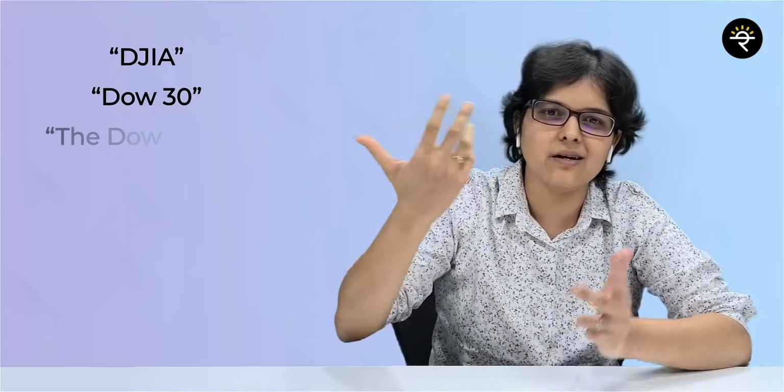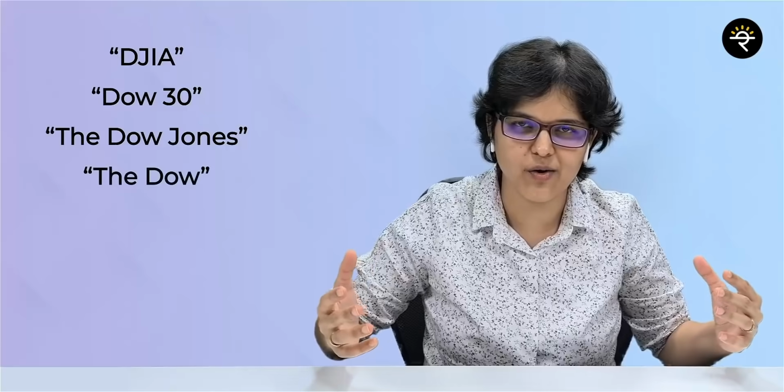Now let's start with understanding the Dow Jones Industrial Average, DJIA, also called as Dow 30, also called as the Dow Jones or the Dow. My god, so many names. Anyways, what does it track? It tracks 30 blue chip companies which are listed on NYSE and Nasdaq. Means what? I'm sure you might have gotten confused. How come an index can track companies which are listed on both NYSE and Nasdaq?